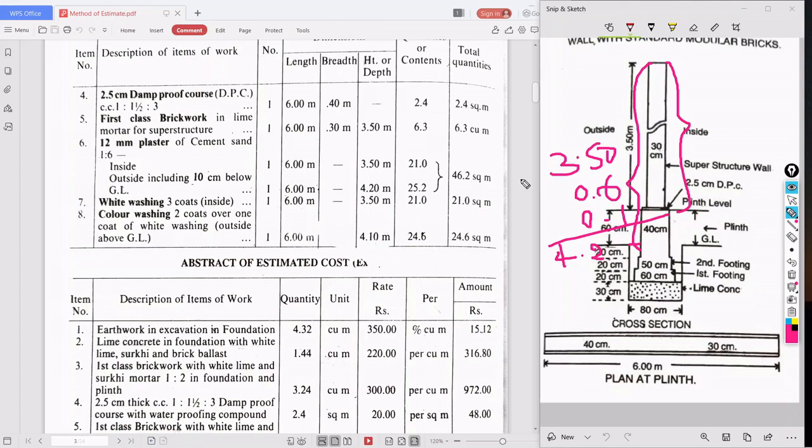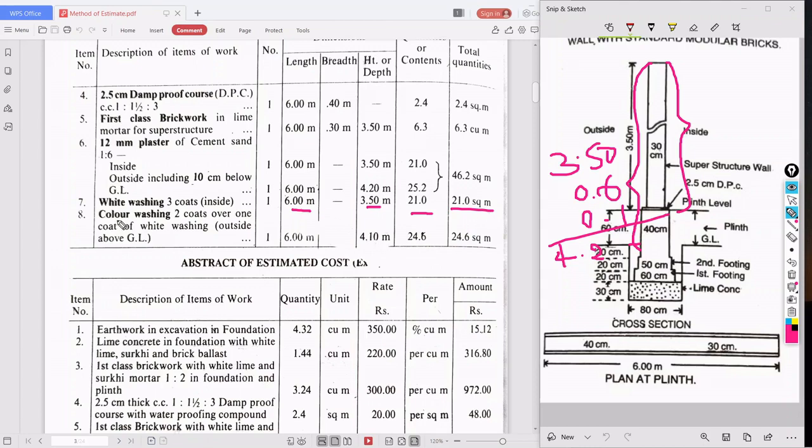Brickwork is over. So next is whitewashing. Whitewashing 3 coats, they have already mentioned. That is 6, length into height, that is 3.50. So we are getting 21 square meters. Painting, whitewashing, flooring and DPC are all meter square parameters.